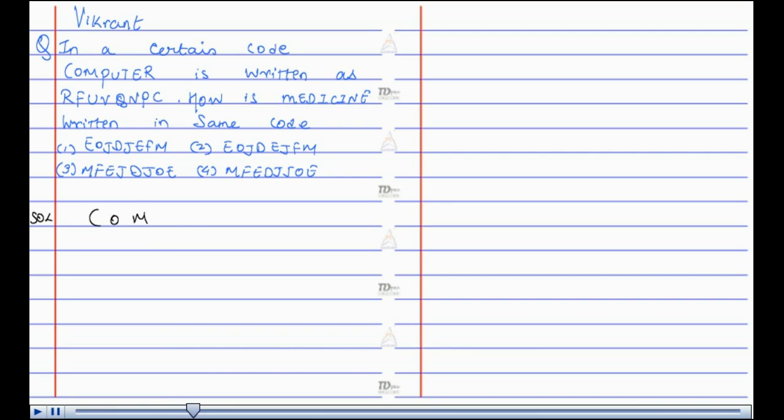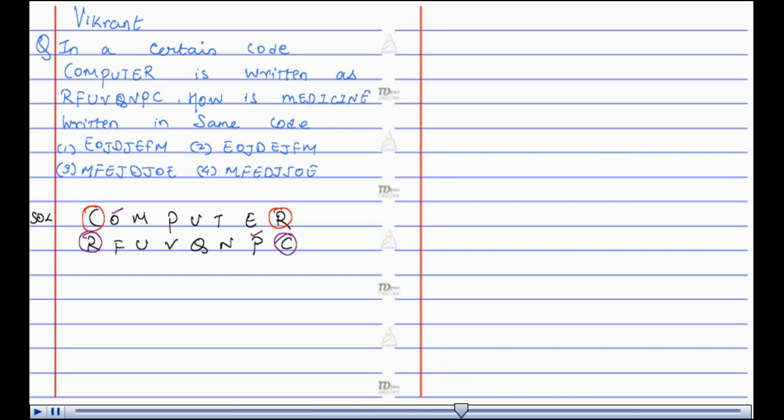computer is written as RFUVQNPC. If you look at the order, we'll be able to observe that the first and the last letter are reversed. That is, R comes in the first position and C comes in the last position. And after that, one letter is moved forward and the order is reversed. That is, O comes here and then similarly here P. That is, the next alphabet comes after that.